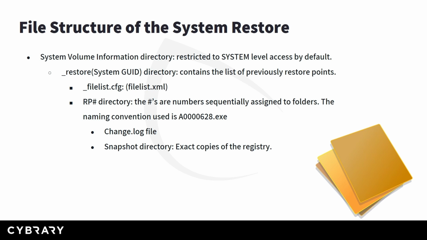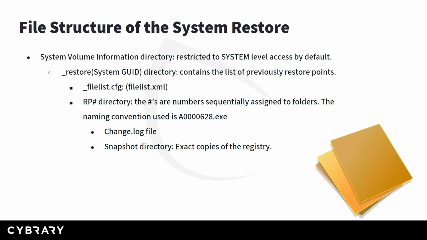The RP directory is the storage location for all monitored files that change between the creation time of the restore point and the creation time of the previous restore point. The system restore process copies new and changed files matching the included extensions into this directory and renames them. An example of the naming convention used is presented in the slide. The numbers increment by 1 as files are added to the restore point. The file extensions are kept the same.